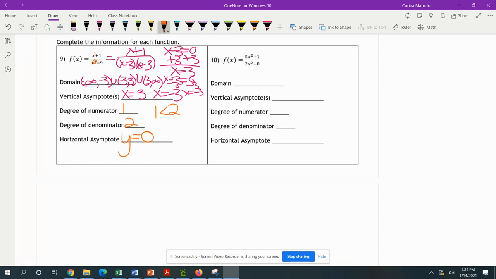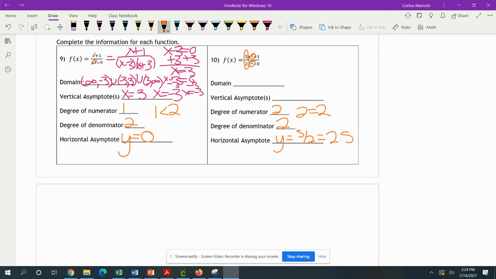So on here, I'm going to start at the horizontal again because I feel like that's the easiest. The highest exponent of the numerator, the degree, is 2. The highest exponent in the denominator is 2 as well. So when 2 equals 2, you have to look at the leading coefficients, which is a 5 and the 2. So then that means that we have a horizontal asymptote at y equals 5 over 2, which is the same thing as 2.5.